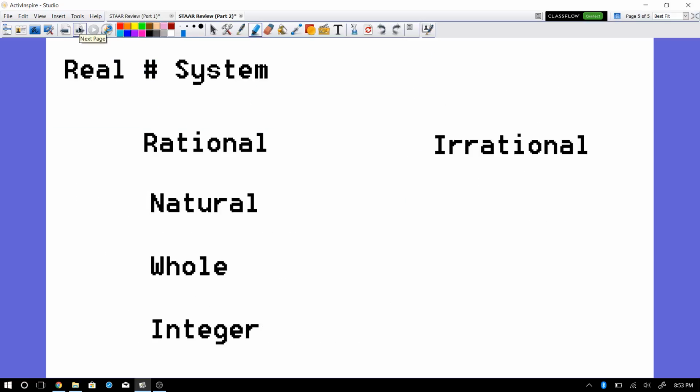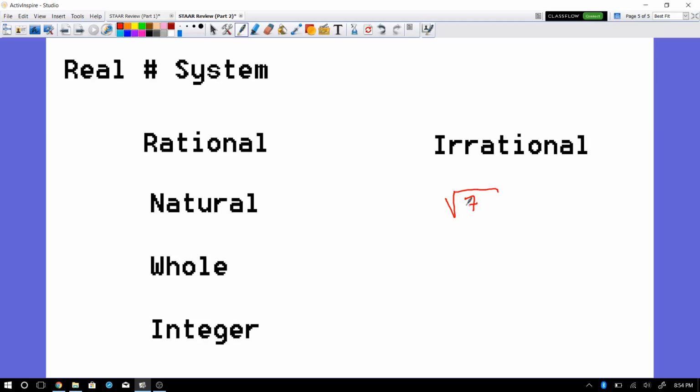Real number system. All right, so this really is pretty simple when you just understand what irrational means. When you know what irrational means, it means you know that everything else is rational. Irrational would be some sort of square root that whenever you do it, it's not a perfect square, simply put. So like the square root of 7.